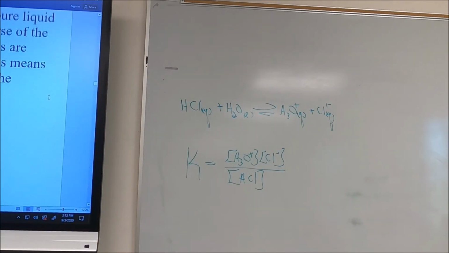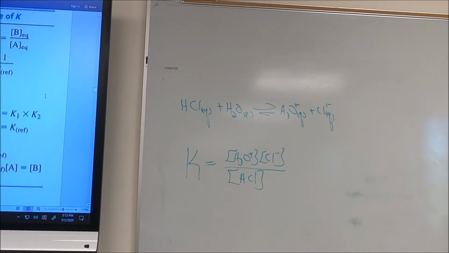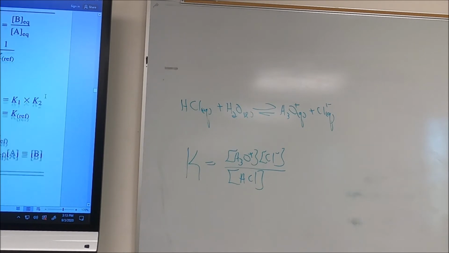Okay guys, I've put a handy dandy table here in the notes for you. It's got all of the things we just talked about. If you reverse a reaction, you invert. If you add 2 reactions together, you multiply. If you multiply the reaction by a coefficient n, you raise the equilibrium expression to the n, and solids and liquids are not included. So everything's there for you in a handy table.